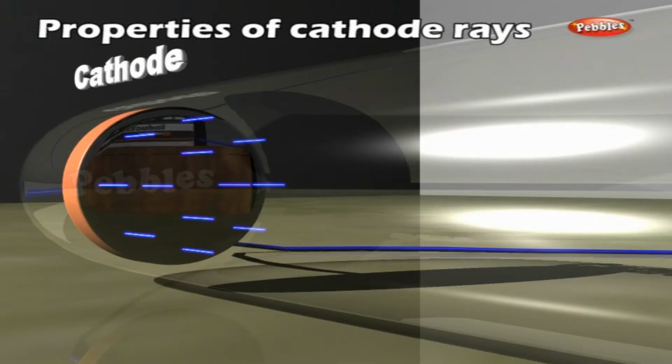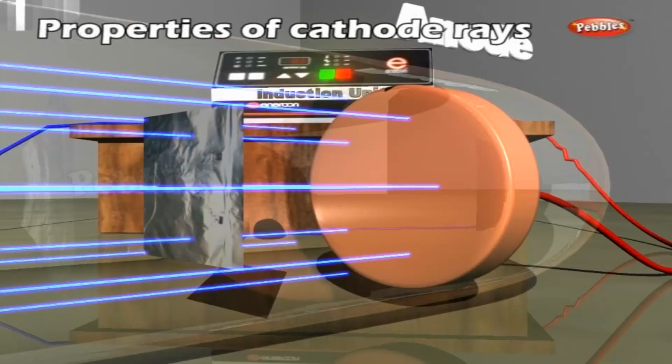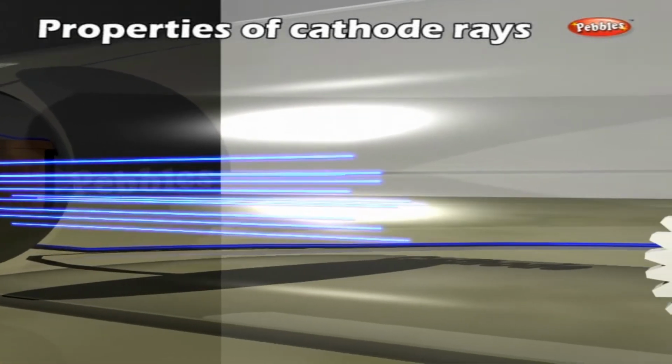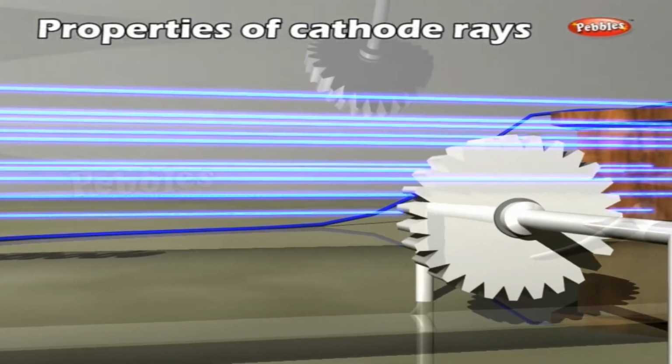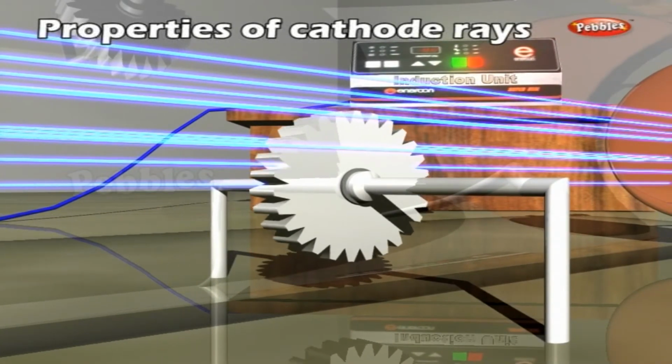Heating effect. When cathode rays are focused on a thin metal foil, it gets heated to incandescence. Cathode rays consist of material particles. A light paddle wheel placed in the path of the cathode ray starts rotating.